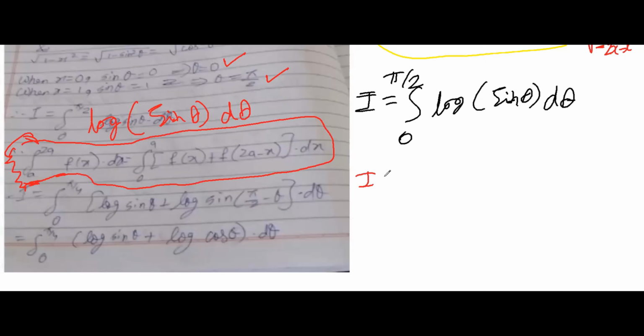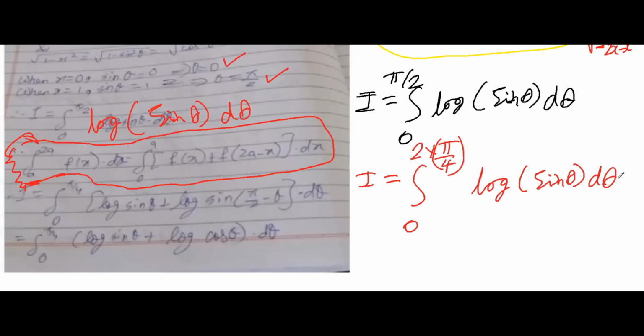So here you get I is equal to, finally, what you are getting, I is equal to the integration from 0 to pi by 2, and you will try to convert this pi by 2 as 2 into pi by 4. Then you are going to apply this particular property. Why you are going to apply this property, I am explaining now.